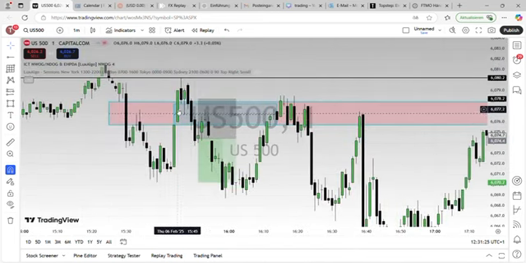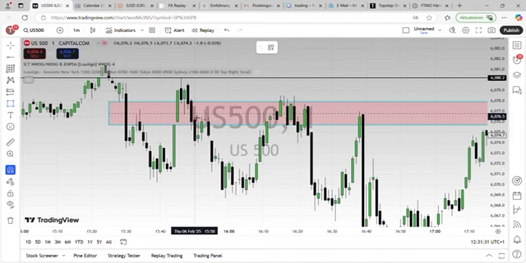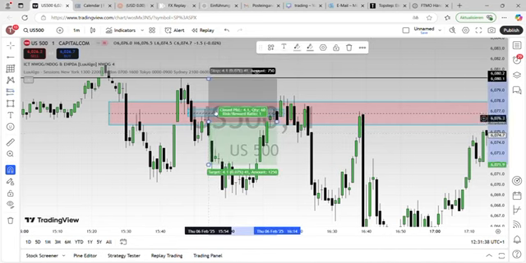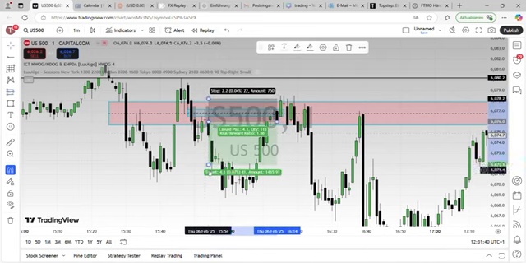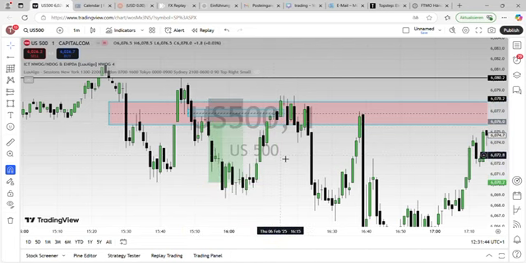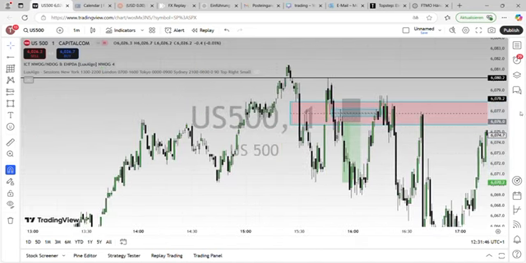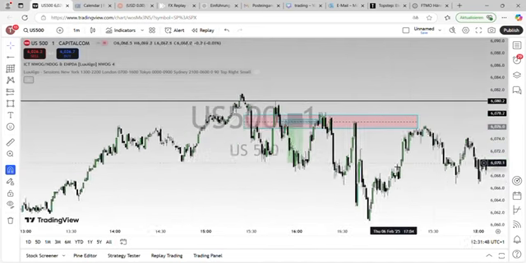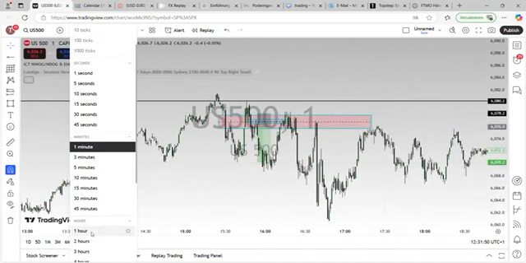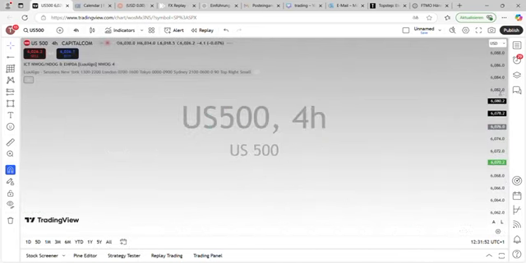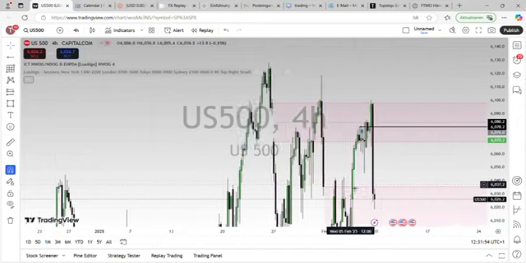You could also have waited for this to get inversed, and then you see we get another fair value gap right here, and then you entered off here for a much better risk to reward. This is something we can use for our entries and for our daily bias. We can also use them.